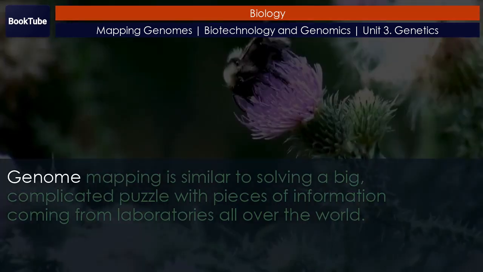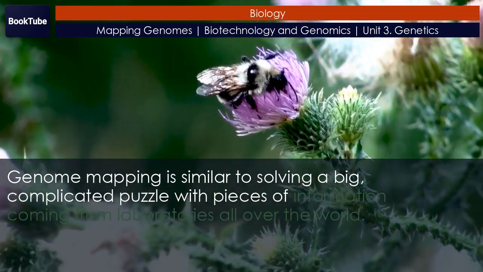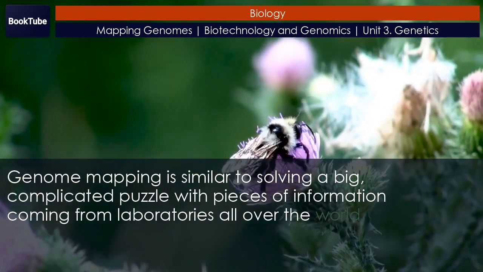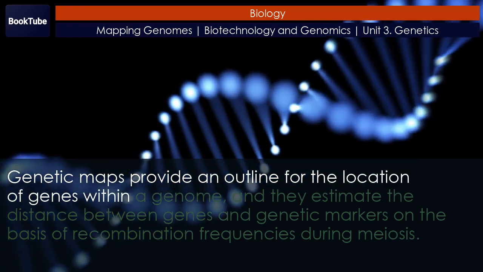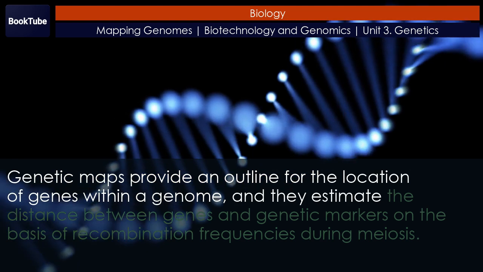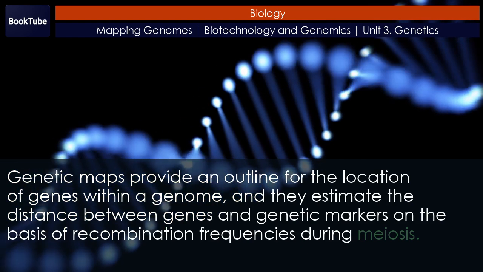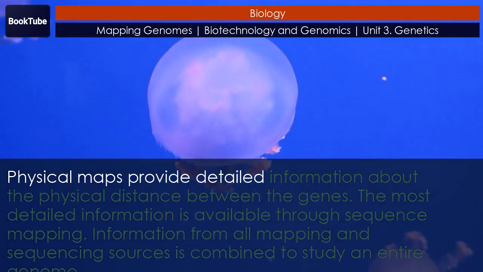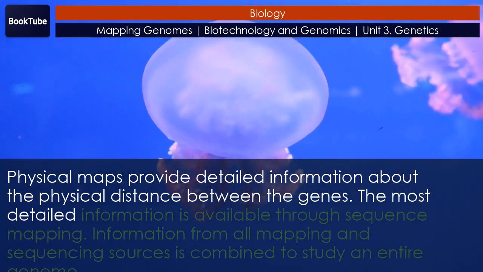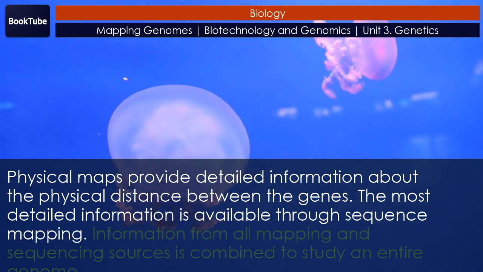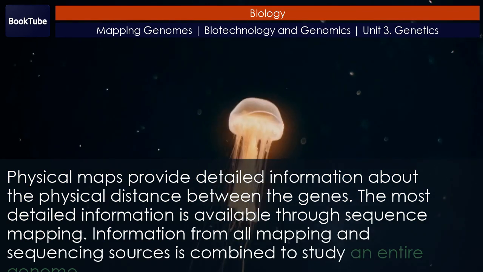Section Summary. Genome mapping is similar to solving a big, complicated puzzle with pieces of information coming from laboratories all over the world. Genetic maps provide an outline for the location of genes within a genome, and they estimate the distance between genes and genetic markers on the basis of recombination frequencies during meiosis. Physical maps provide detailed information about the physical distance between the genes. The most detailed information is available through sequence mapping. Information from all mapping and sequencing sources is combined to study an entire genome.